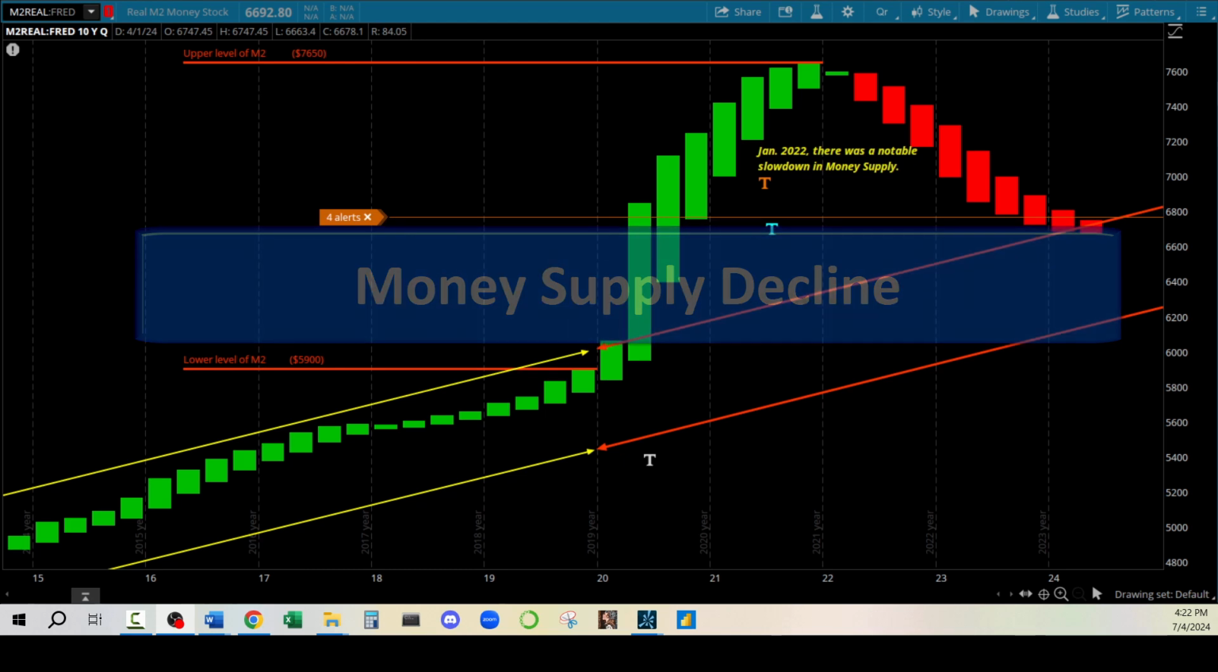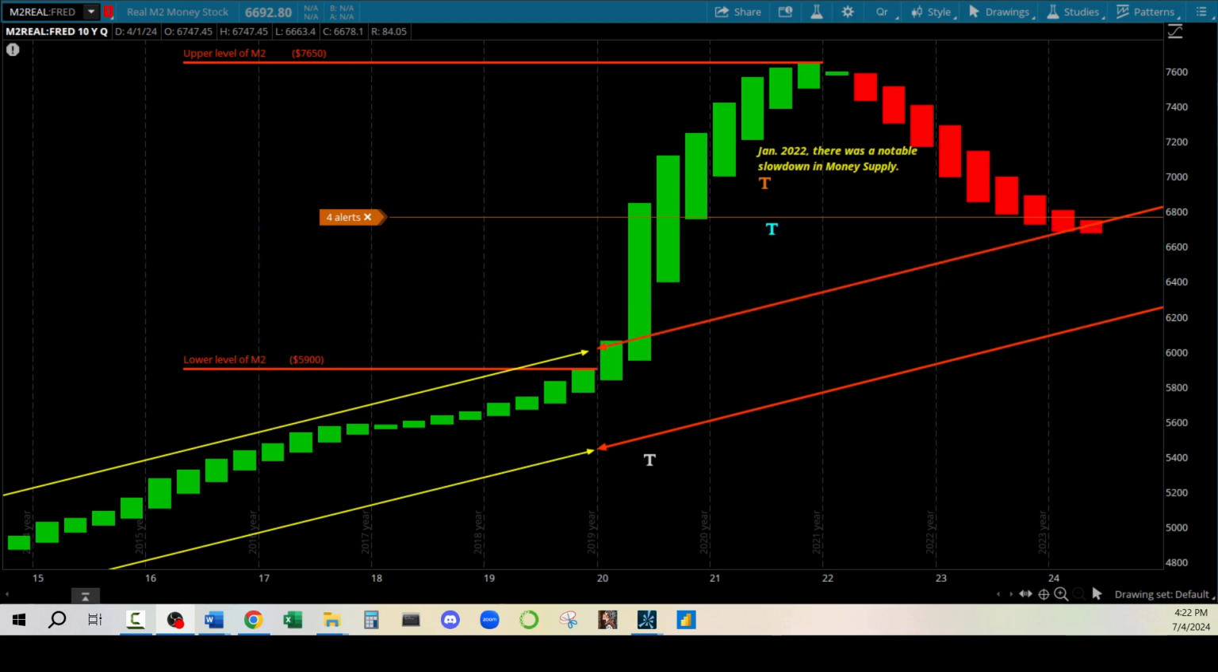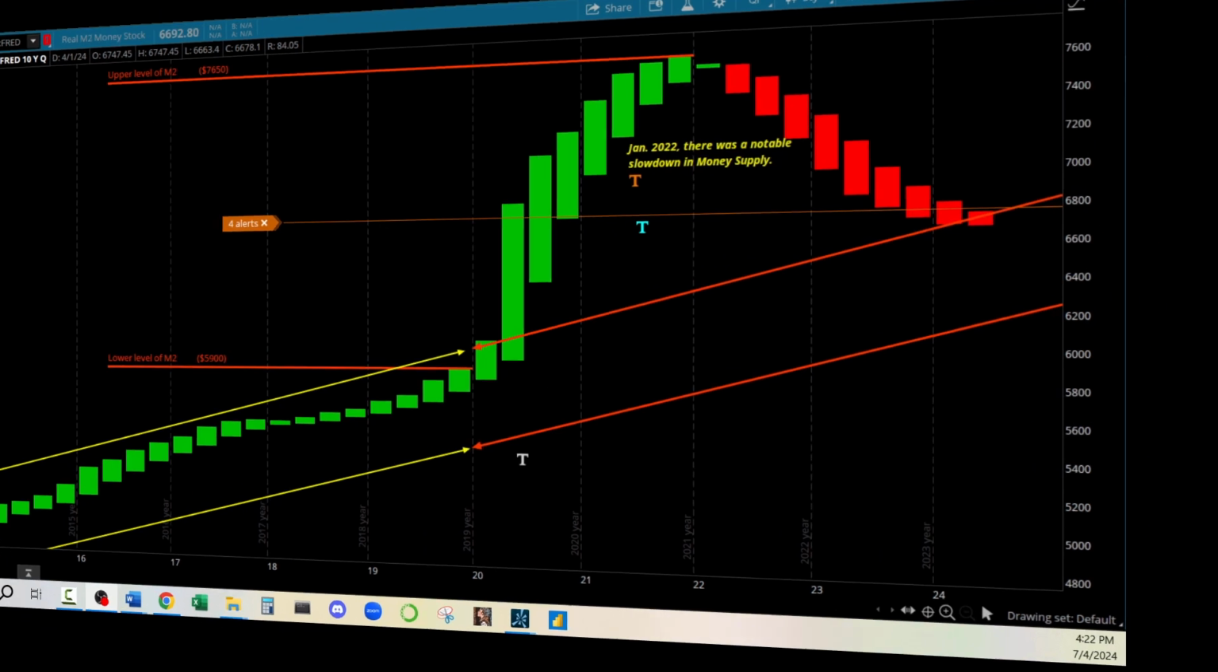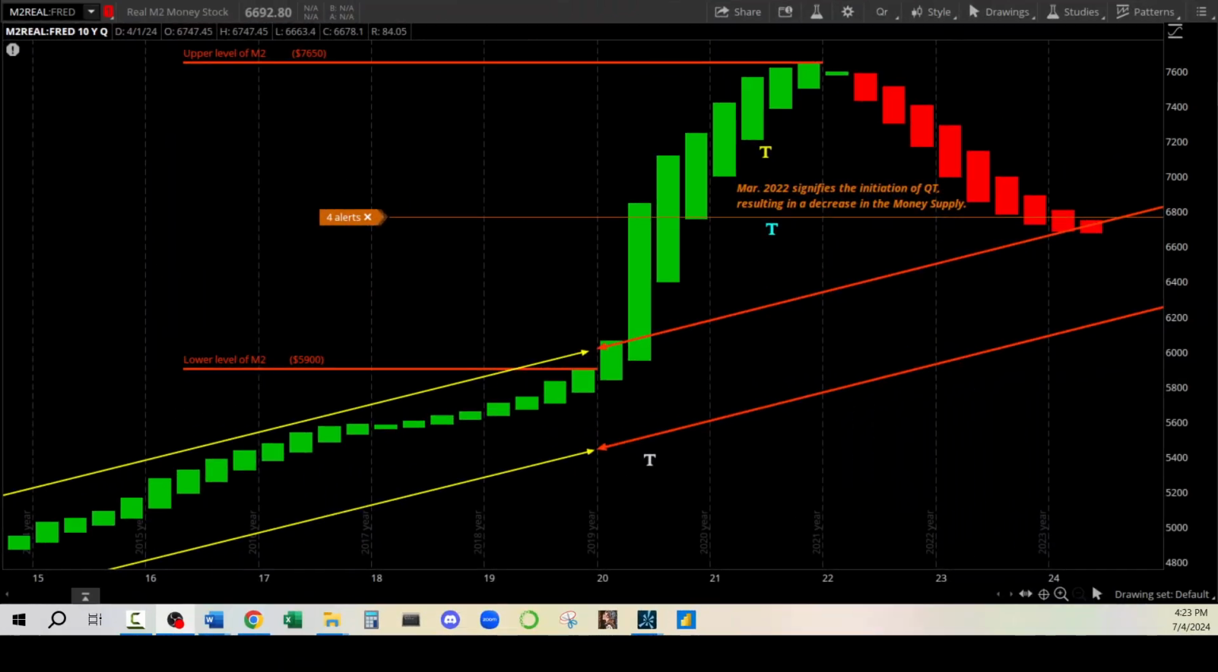2022 and the money supply decline. The first quarter of 2022 marks a turning point. The money supply shows a distinct decline, likely due to the initiation of quantitative tightening, reducing the money supply, rising interest rates to combat inflation, and a decrease in government stimulus. This quarterly data highlights a critical period where economic challenges necessitated a contraction in the money supply.